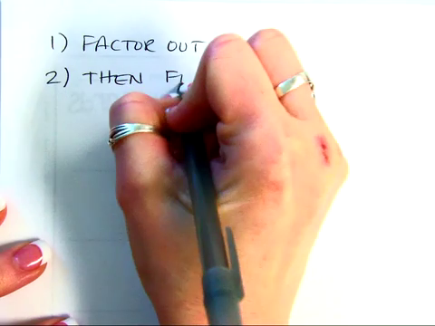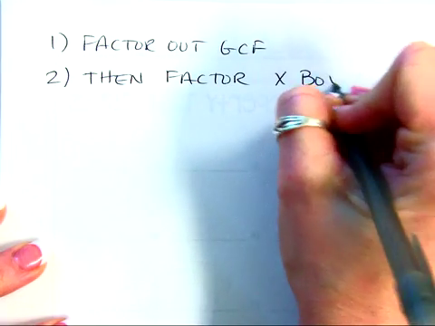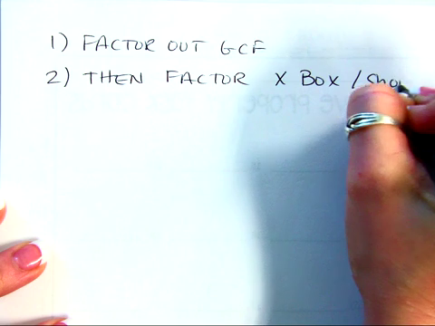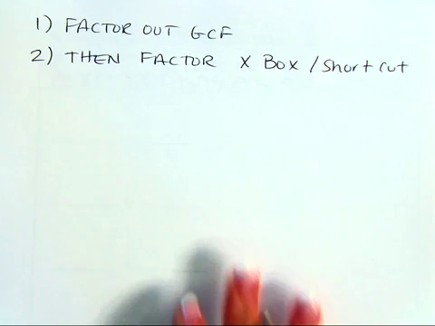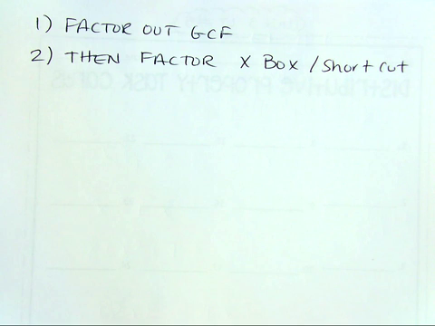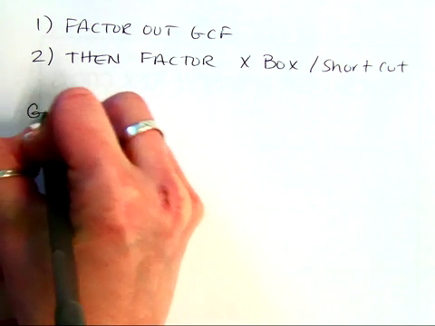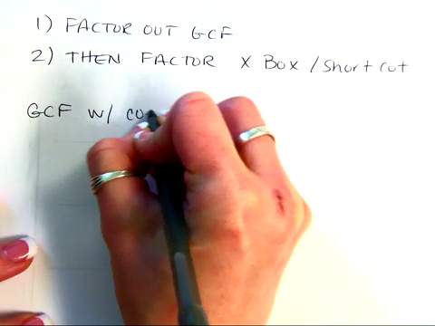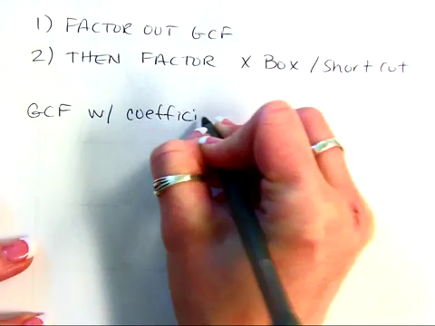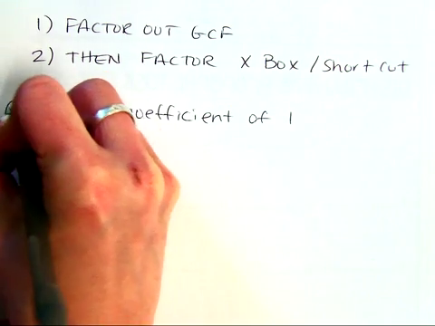So we're going to do an example with the X box or whichever way, or shortcut, special cases, whatever it is. Whichever way you need to factor it. So we're going to go over 4 different types of factoring. Okay, GCF with coefficient of 1. This is the easiest way.